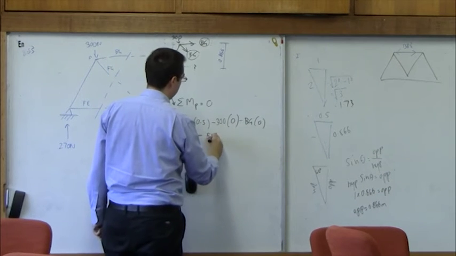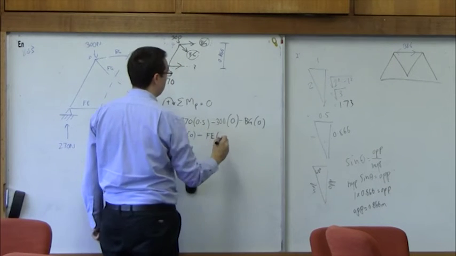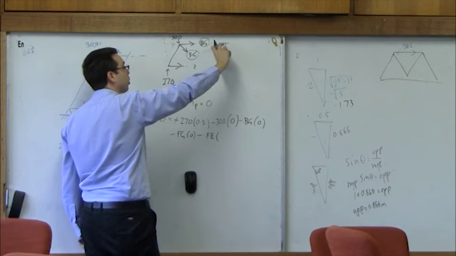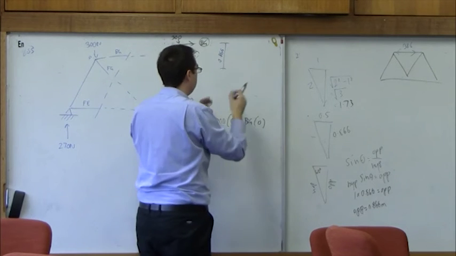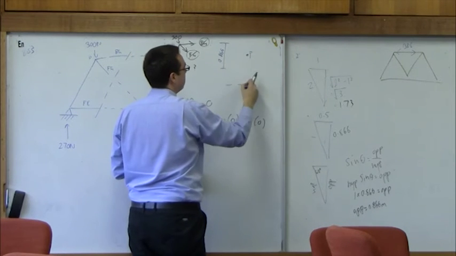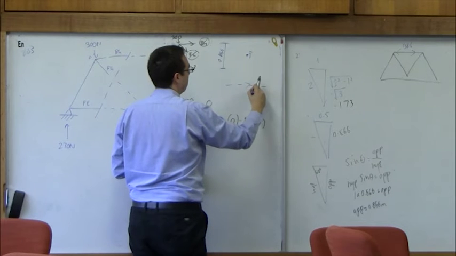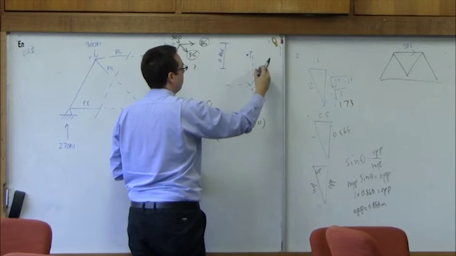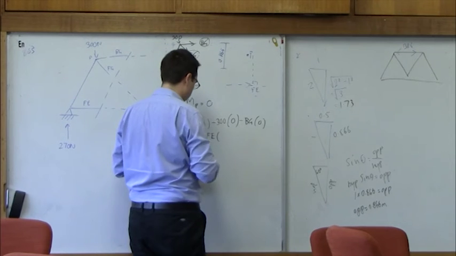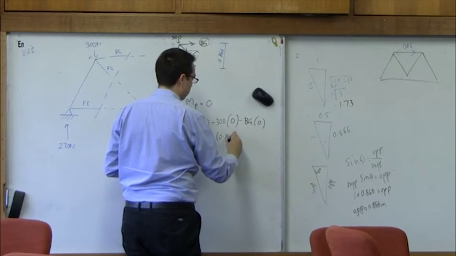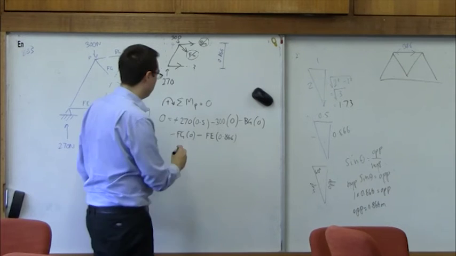Minus FE. How far away is FE? This is FE. How far away is it? The perpendicular distance. Again, I'm going to draw that up here. If this is point P, right, and this is FE, the perpendicular distance to FE is 0.866. We've already calculated that on the other side. 0.866. Okay, so let's go through the answers.